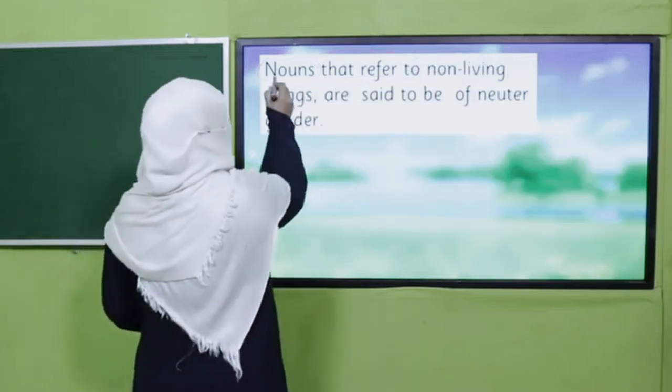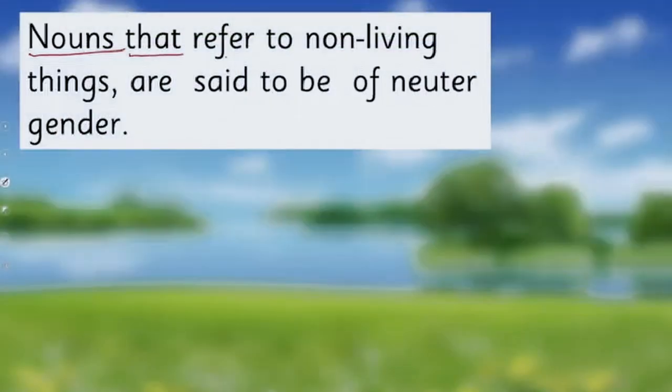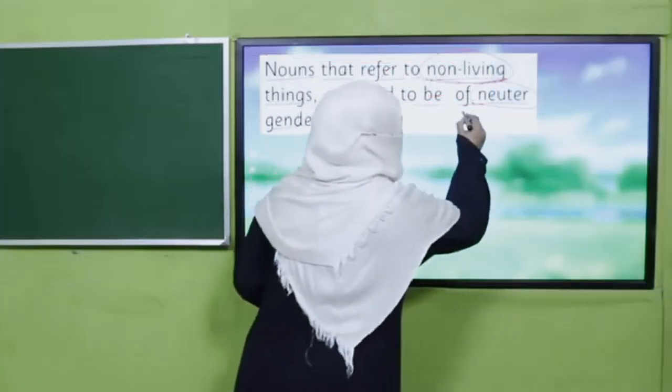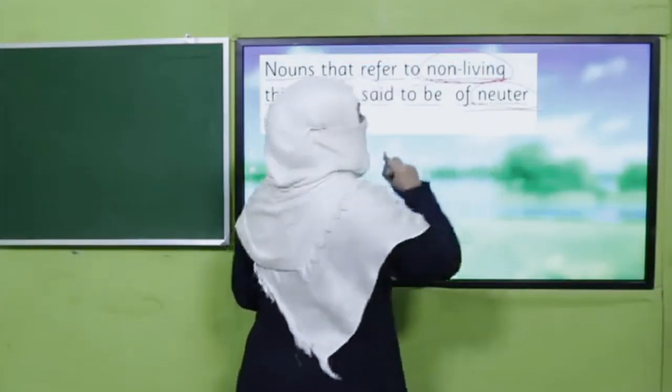So what is neuter gender? Nouns that refer to non-living things are said to be of neuter gender. Basically, beta, neuter means none. They don't have any gender. Neither are they male nor female. That's why we call them neuter gender, and they are non-living things.